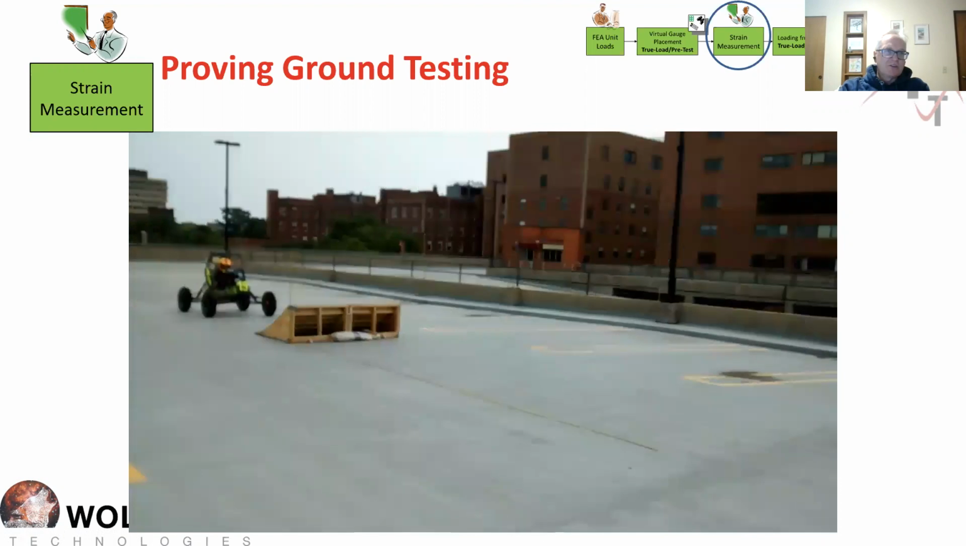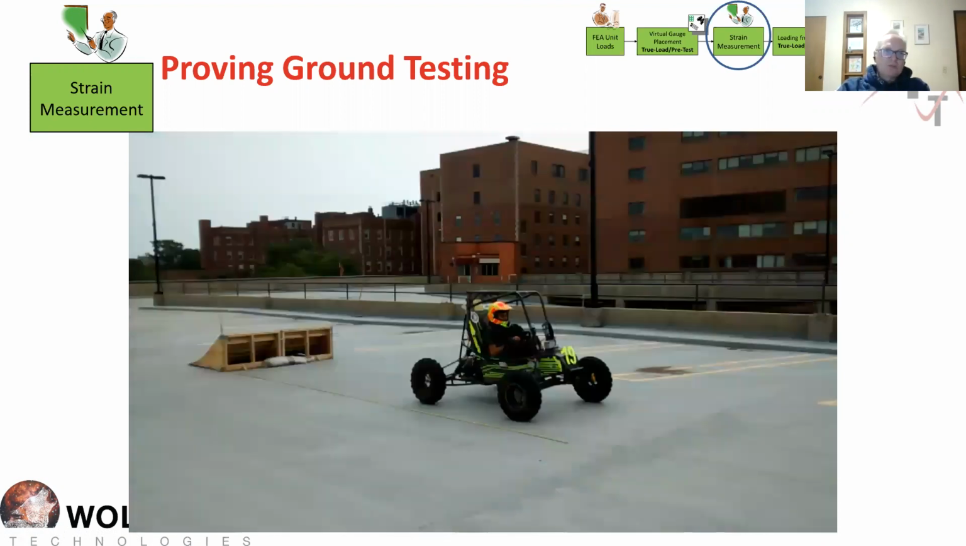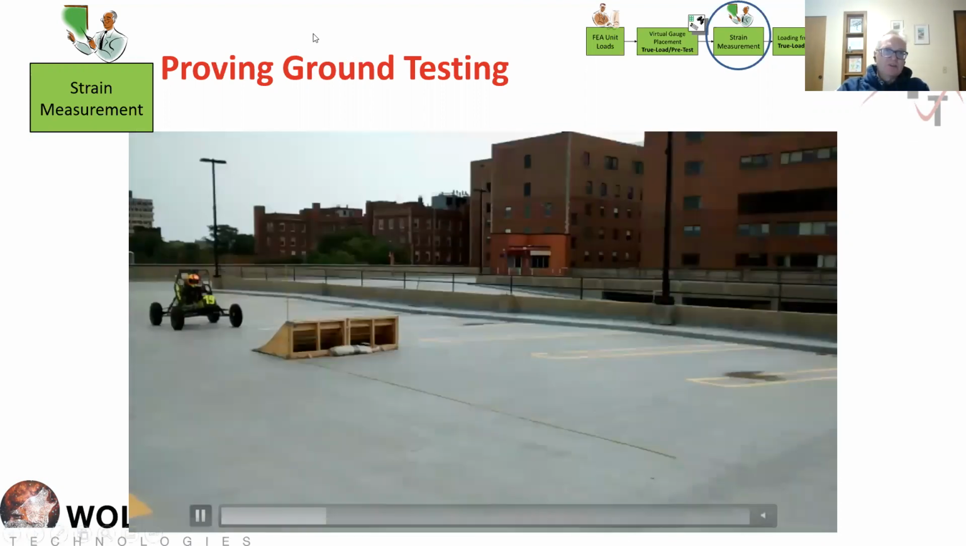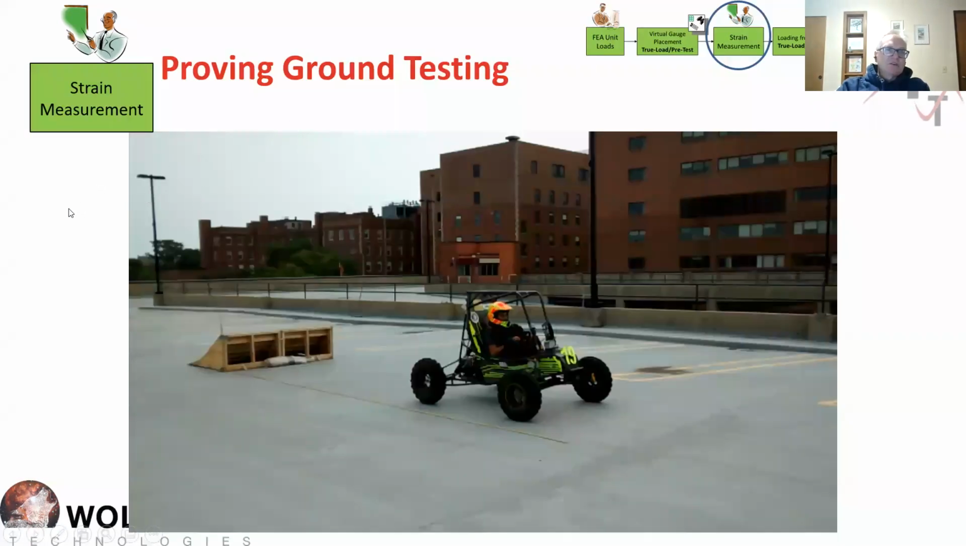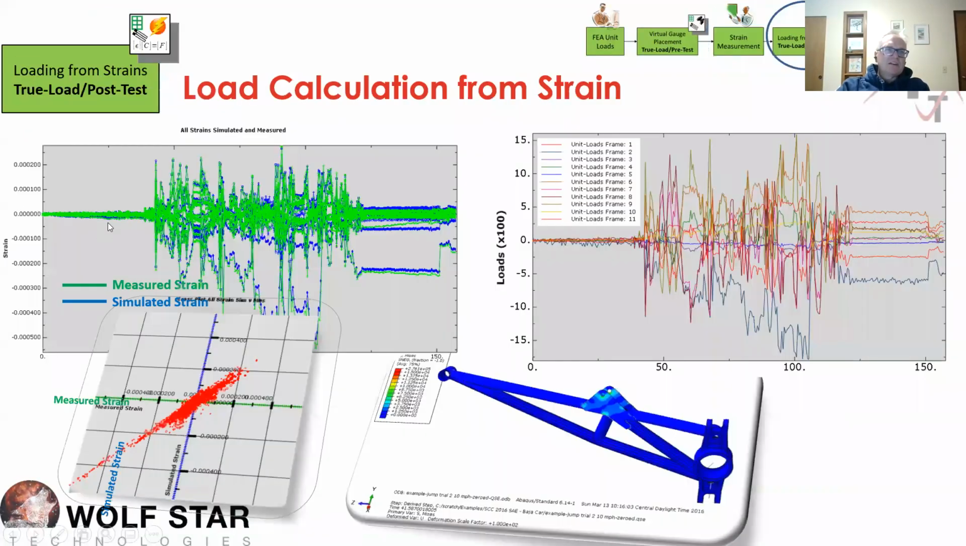And what you're going to see now from this data we're collecting going over this jump here, this actual data for this very jump, we'll see on the next screen, okay? So these green curves on the left, these are the time histories of strain for our Baja car going over that jump, okay?